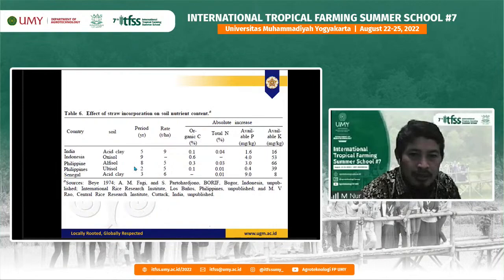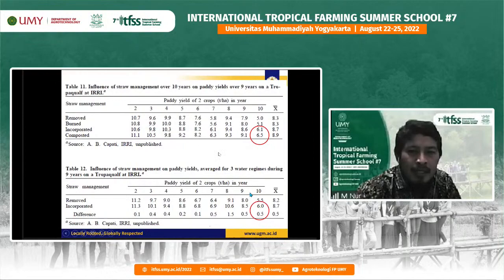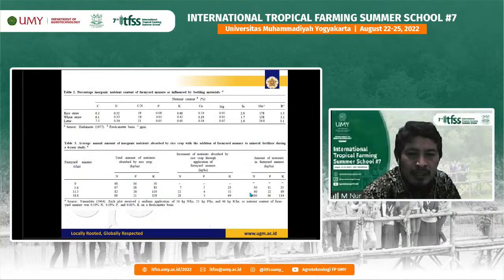You can see if we incorporate straw, nitrogen is very high. If removed, very low. If burned, it is in the middle. And also this one, nitrogen is also very high with straw incorporated, but if removed, very low. This one is very important. And also productivity with incorporated straw: you can see productivity is totally different, a difference of 1 ton per hectare. Very important. I think this one is also research at IRRI, in the Philippines.